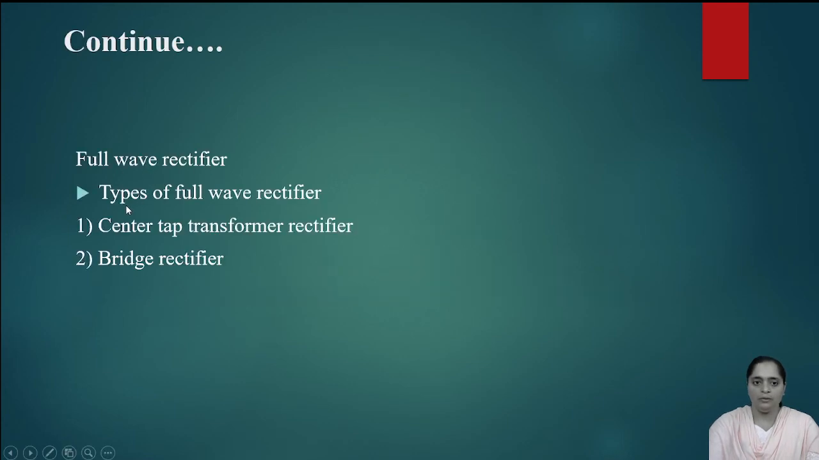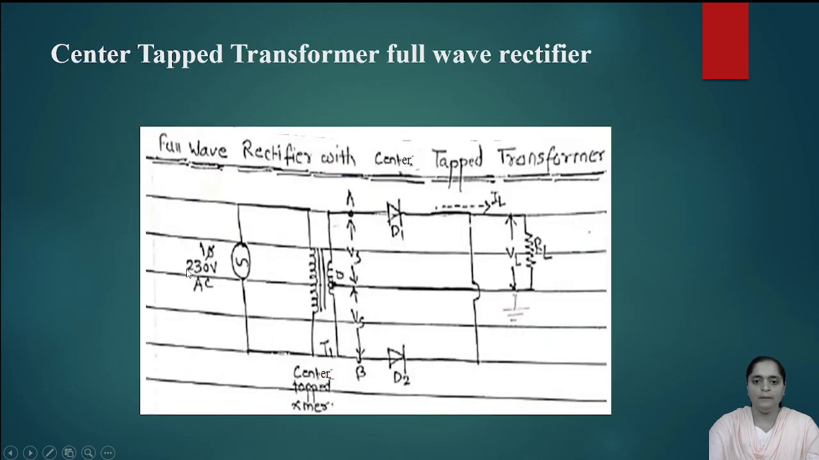Now, full wave rectifier. Types of full wave rectifier are nothing but center tap transformer rectifier and bridge rectifier. In that, firstly, we will see center tap transformer rectifier. So this is nothing but the circuit diagram of center tap transformer rectifier. Firstly, we will see which are the different components that are required for designing of the center tap transformer full wave rectifier. Single phase 230 volt AC supply is required. Then center tap step down transformer is required, that is T1, two diodes D1 and D2 and load resistance RL. These are the components required for designing of the center tap transformer rectifier.